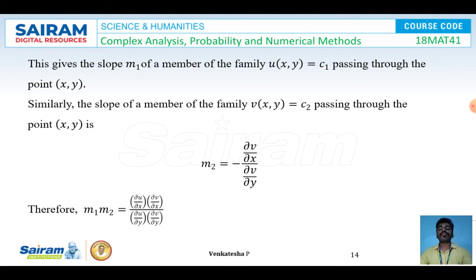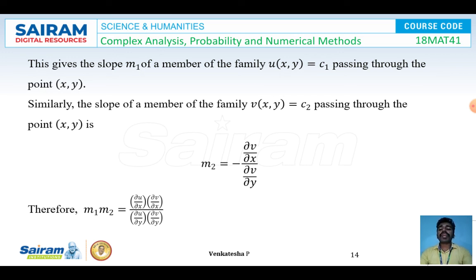Now this gives the slope m1 of a member of the family u(x,y) = c1 passing through the point (x,y). Similarly, the slope of the member of the family v(x,y) = c2 passing through the point (x,y) is given by m2 is equal to minus ∂v/∂x by ∂v/∂y. So now by multiplying m1 and m2, I got the expression like ∂u/∂x into ∂v/∂x over ∂u/∂y into ∂v/∂y.